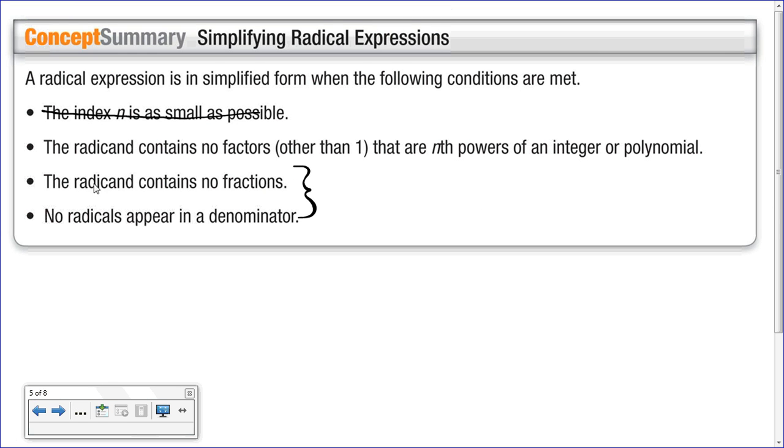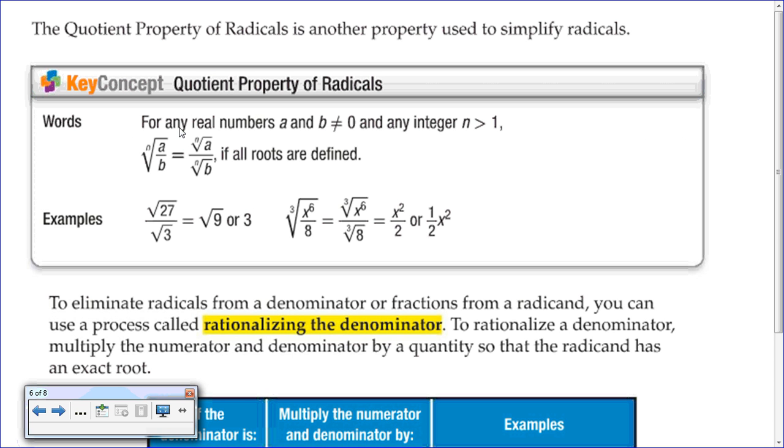You're not allowed to have a fraction within the radicand, in other words, no fractions inside of roots, and you can't have any roots in the denominator of the fraction. So we're going to use this concept, the quotient property of radicals. What it says is that when I have two radicals and I'm dividing them and the indices are the same, I could just go ahead and do this instead, the square root of 27 over 3, which gets me that square root of 9, which is easier to find.